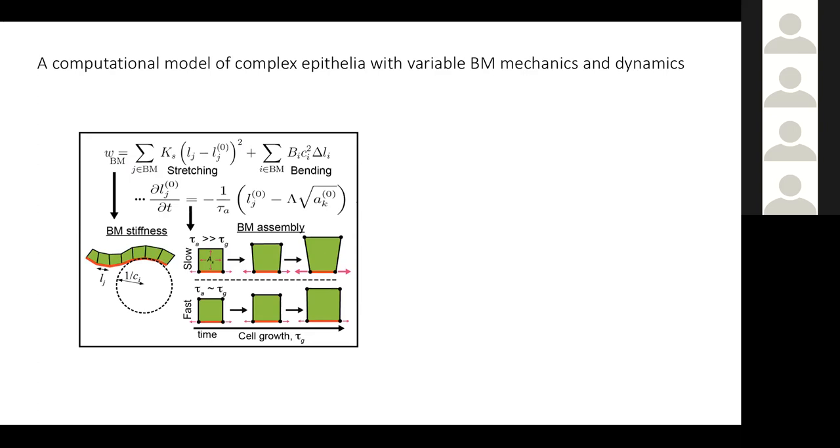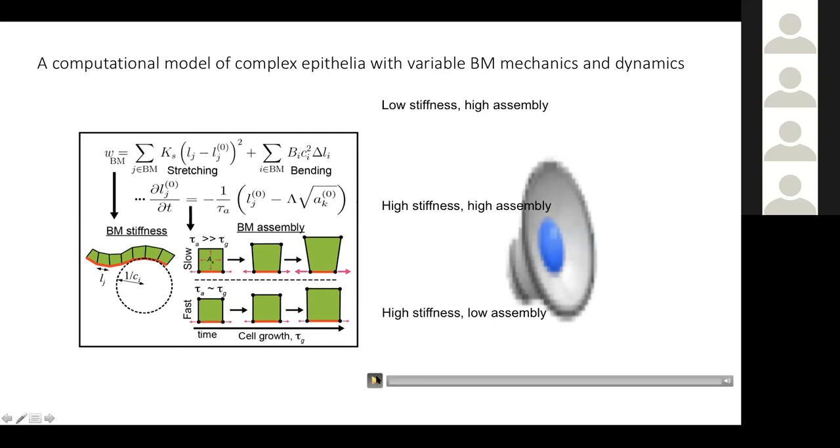So then in the model, we basically implemented terms for the stiffness, so both a stretching and bending modulus of the basement membrane, as well as a timescale for remodeling or assembly, which I'll talk about more in general. But basically, how quickly is this basal membrane adapting to the growth time scale of the cell? So when a cell is growing, how quickly does that membrane grow with it? I hope that makes sense. But okay, so let me show some of the simulations.